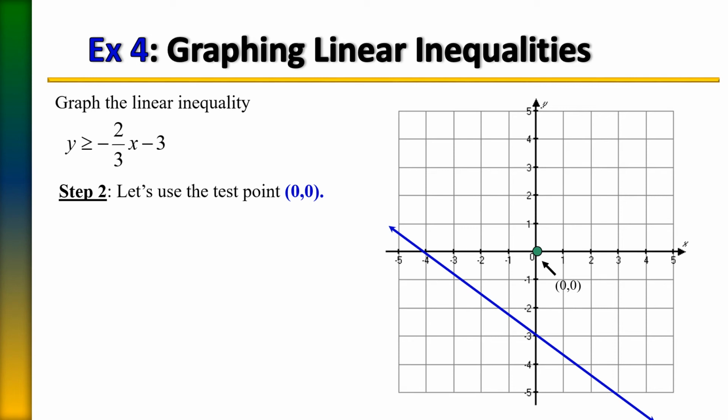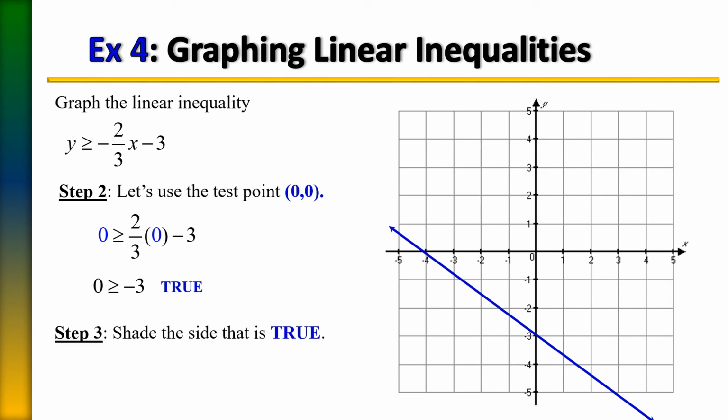So plugging in a 0 for x and a 0 for y, we're going to wind up with a -3 on the right side. Let's read the statement. 0 is greater than or equal to -3. Well, 0 is not the same as -3, but 0 is bigger than or greater than -3, because remember, the more you go into the negatives, the smaller the numbers become. So that's a true statement, which means that we are going to shade the upper bound or the upper region.